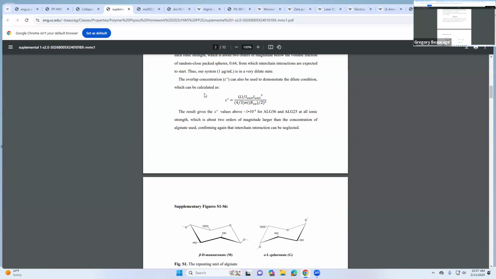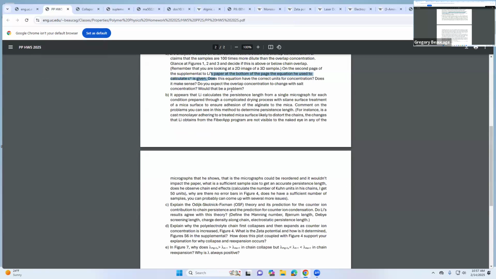microgram per milliliter, right? So anyway, I think you should look at that equation and figure out if that's messed up or it doesn't have the right units, for one thing. Does it have the correct units for concentration? Doesn't make sense. So just look at that and see what you think. It might make sense, but you expect the overlap concentration to change with salt.